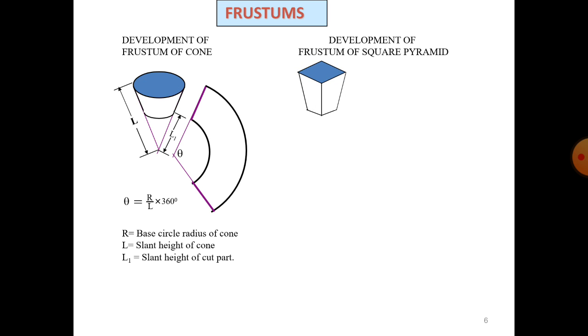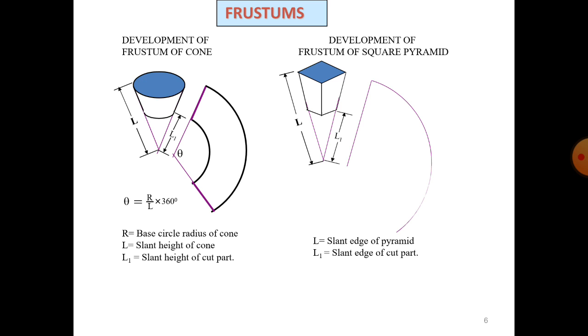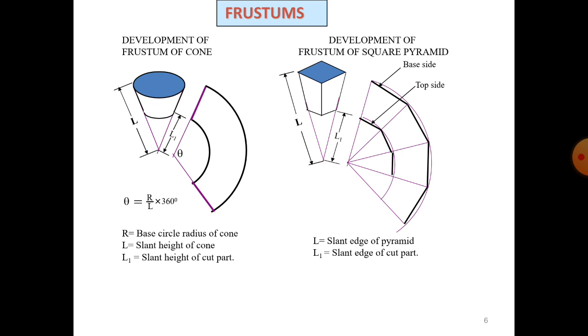Now the development of the frustum of a square pyramid. Similarly, L is the height, L1 is the length of the cutting portion, and with the help of a compass, draw the arc and mark the 4 sides of the square, as shown in the figure. This is named the development of the square pyramid. It consists of 2 sides, the base sides and the top sides, as shown in the figure.